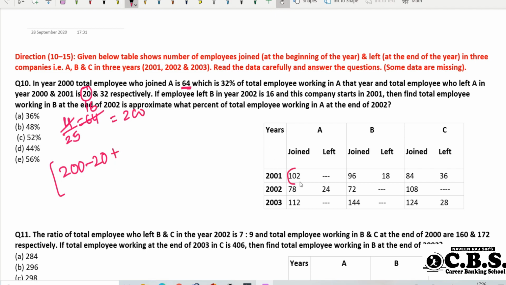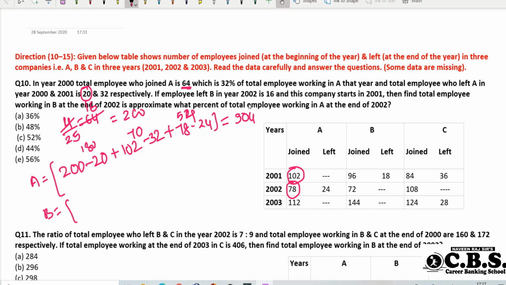In 2001, how many joined? 1 or 2 joined. How many left? 32 left. In 2002, how many joined? 78. How many left? 24 left. You can find the total value. 200 minus 20 is how much? 180. Then 180 plus 50 is 230, and so on. Nothing but 250, approximately. This is 304. This is A company, and next we go for B company.